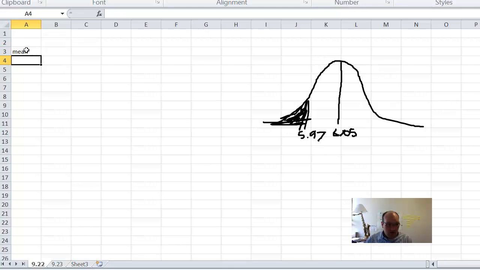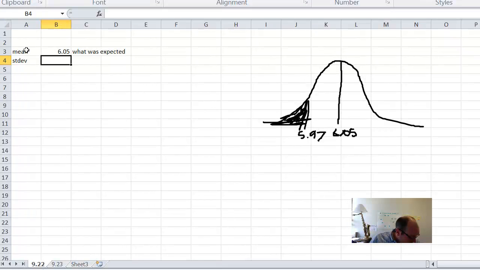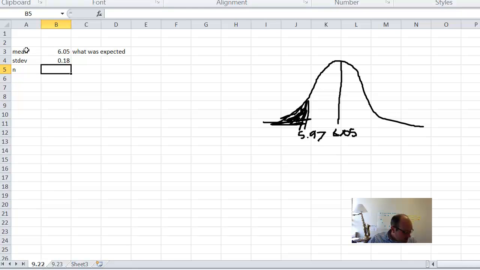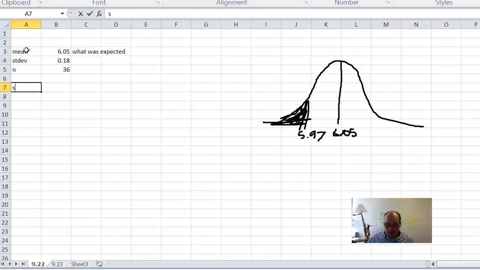So here's our mean. What was our mean? 6.05. This is what was expected. And we have a standard deviation. It was given to us. Standard deviation was 0.18 ounces. And then we went and sampled, so we have some kind of n. And how many cans did we sample? We sampled 36 cans. And from that we can come up with a standard error.